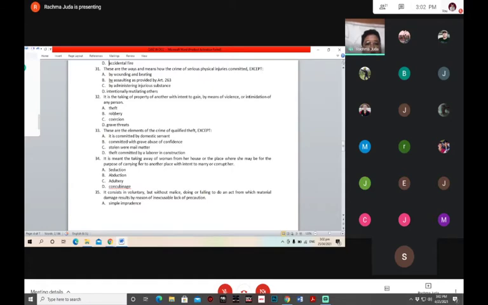Next is 33. These are elements of the crime of qualified theft except. So ang elements sa qualified theft, ang dili appeal dere is kaning Delta. Mahimo ka niya siyang example of the crime of qualified theft, particularly if committed by domestic servant. Pero pag when we say element, kanimang specific ang question, so dapat specific pod ang answer. So answer there is Delta. Alpha to Charlie are all elements of qualified theft.